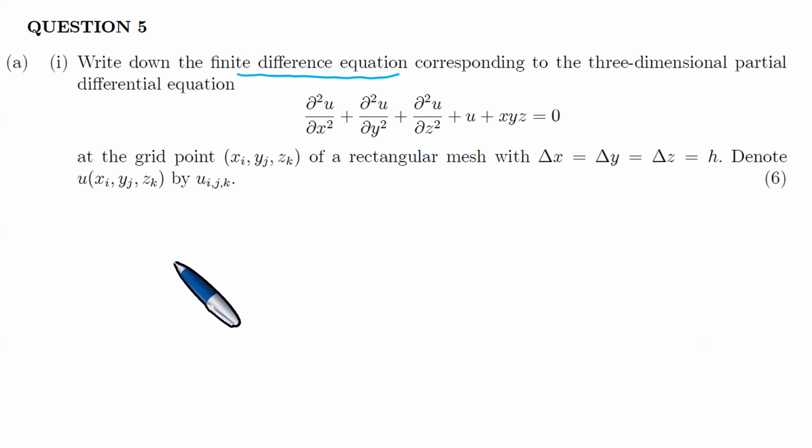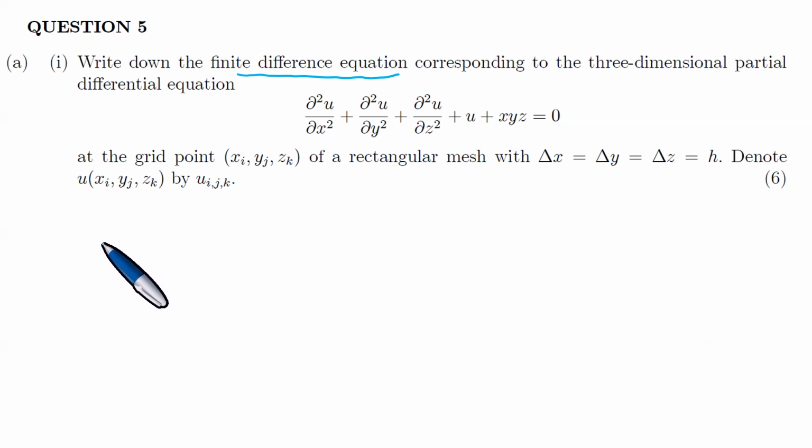Okay. What are we supposed to do? We need to write down the finite difference equation corresponding to the three-dimensional partial differential equation, because it's in x, y, z, so it's a three-dimensional partial differential equation, but also you can see the x, y, z components in terms of xi, yj, and zk. Right, so let us solve this particular problem step by step.